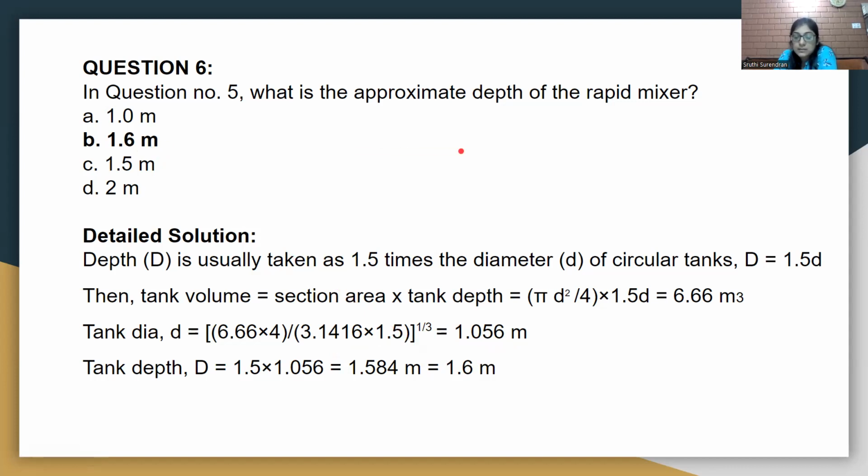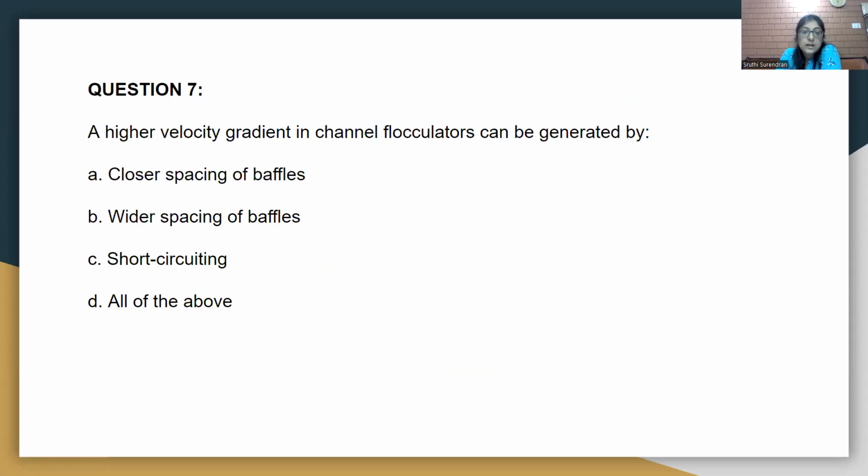So you have to be careful in this question. The catch is, we find out the diameter of the tank, and then don't go on to take up the answer which is 1 meter or anything. We have to go one step ahead and also calculate the depth of the tank, which is what the question asks. So that is one catch in this question that can be a little misleading. The next question: a high velocity gradient in a channel flocculator can be generated by.